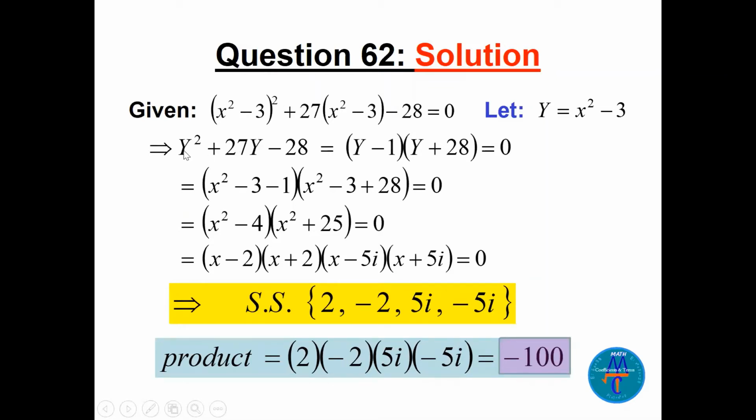So now the equation becomes y squared plus 27y minus 28. Easily we can factor that. Then each y, I know it's x squared minus 3. So I can replace y here and y there. This one becomes x squared minus 4, and this one becomes x squared plus 25. This is a difference between two squares, and that's a sum of two squares, so there is an i there in the complex numbers. So all the solutions will be 2, minus 2, 5i, minus 5i. These are the values of x. If you find the product, it will be minus 100.